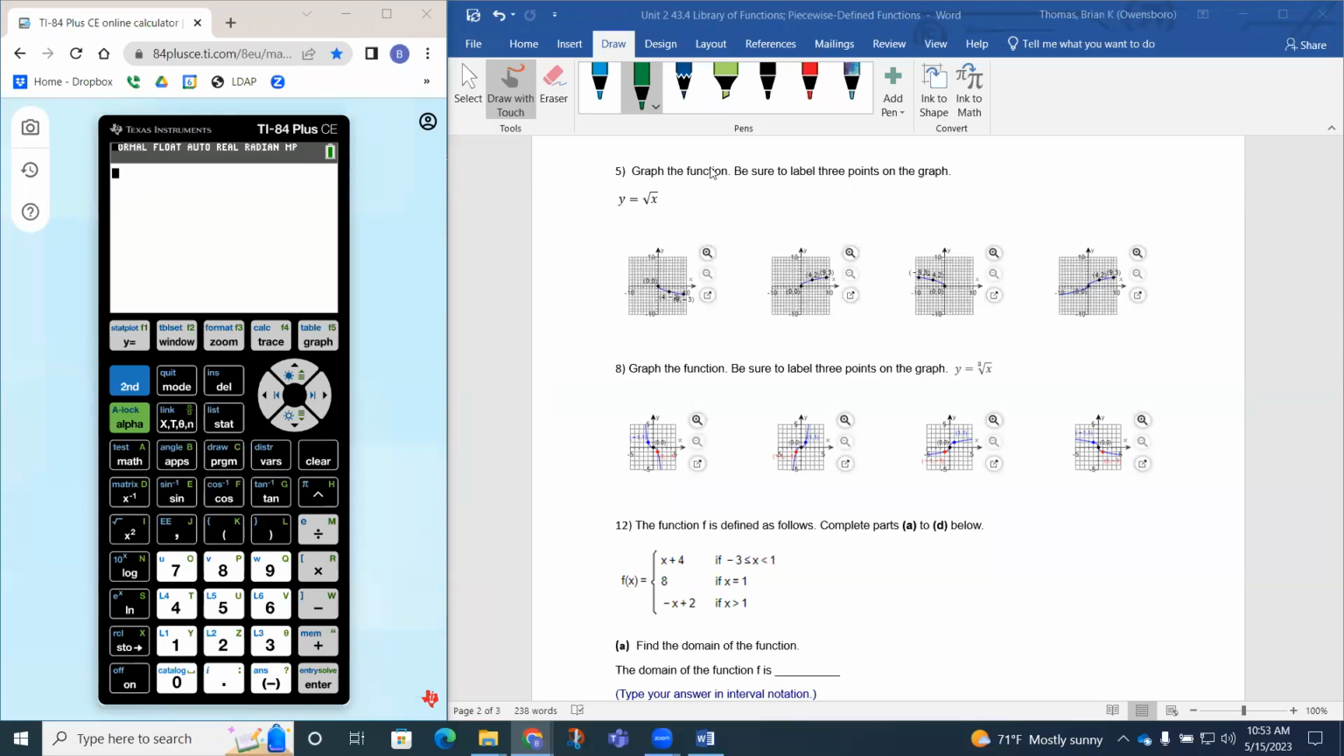So question 5 says graph the function, be sure to label 3 points on the graph. So the square root function almost takes on the shape of the symbol of the square root. It kind of does this. So it kind of mirrors a little bit of the square root symbol, but it's more of a curve though, instead of sharp corners.